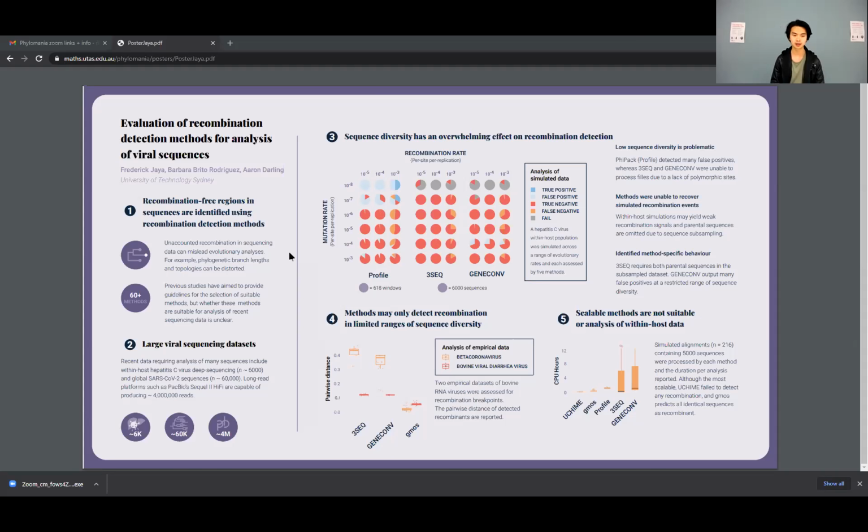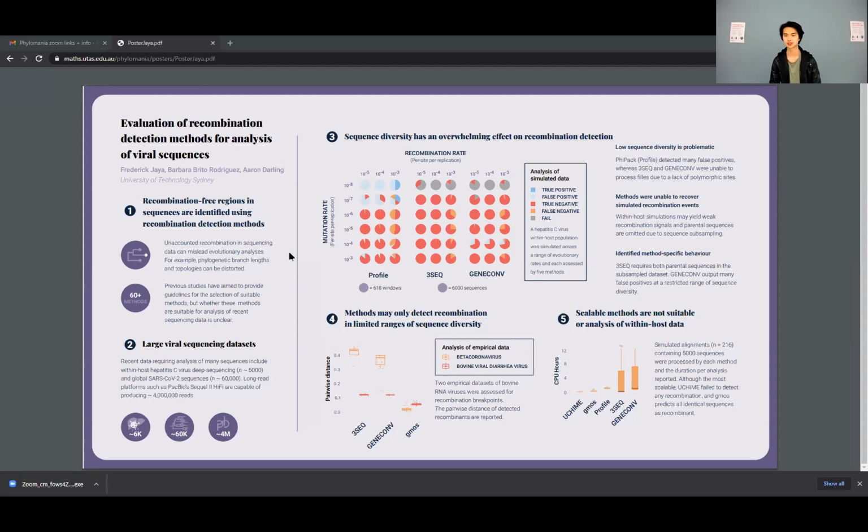So firstly, why do we need to detect recombination? What are recombination detection methods used for? So it's quite well known that recombination, when unaccounted for, can mislead some evolutionary analyses. For example, in phylogenetics, unaccounted recombination can lead to distortions in branch lengths and topologies. So recombination detection methods are used to find regions in a sequence alignment where recombination isn't occurring, and they are then subsequently used for analysis.